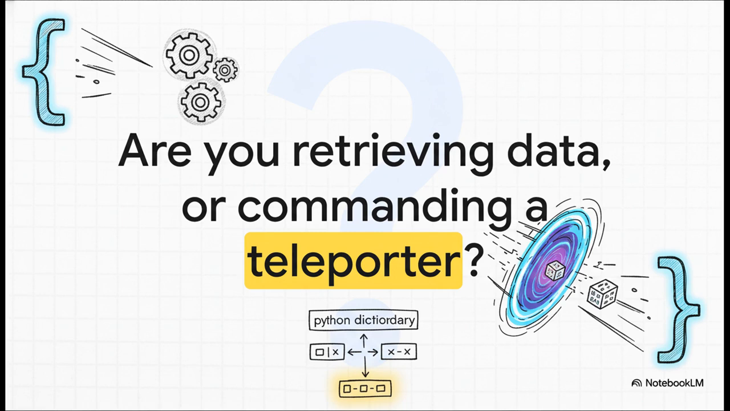So I'll leave you with this. The next time you type those square brackets next to a dictionary name, remember what's really going on. You're not just retrieving a piece of data. You are commanding a teleporter, giving it the exact coordinates it needs to zap across memory and bring back what you asked for in the blink of an eye.